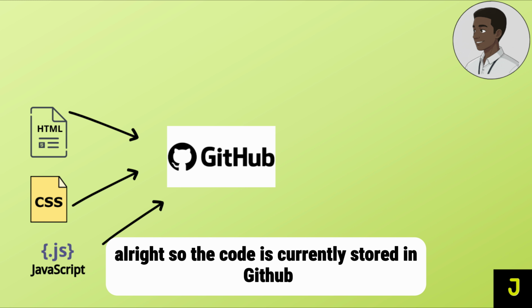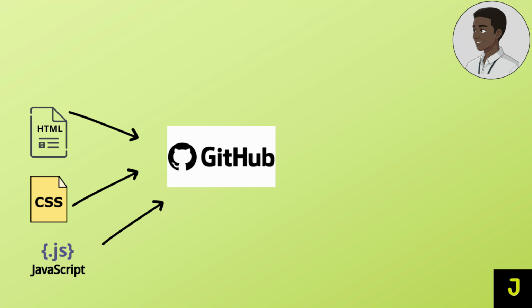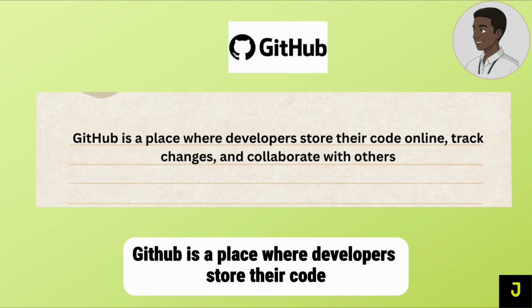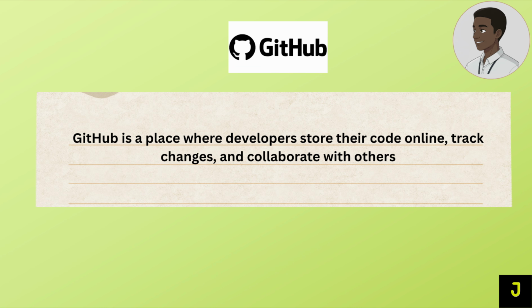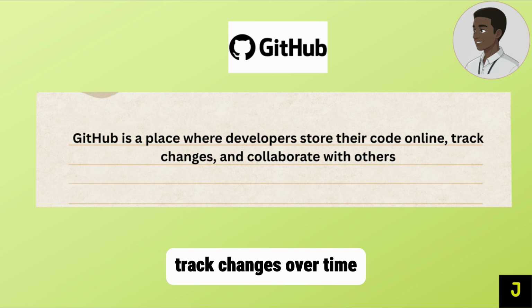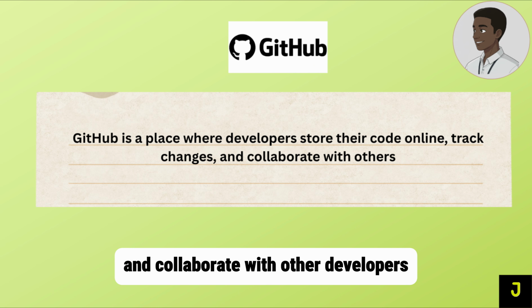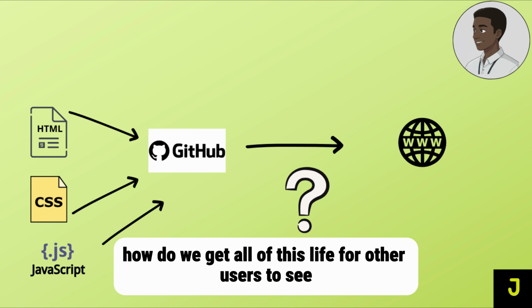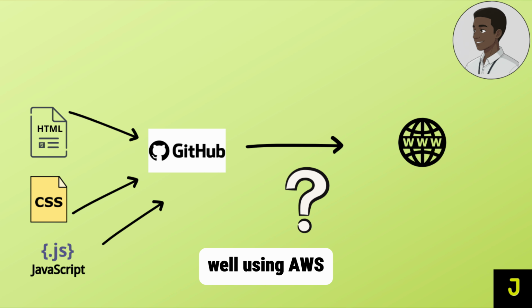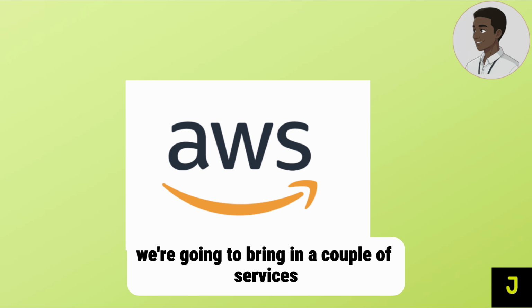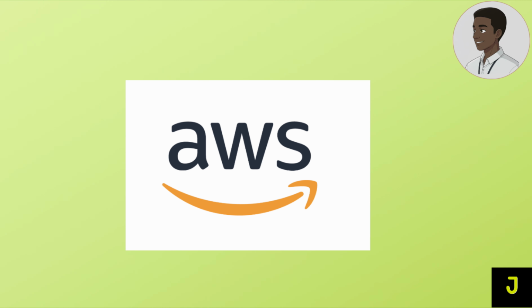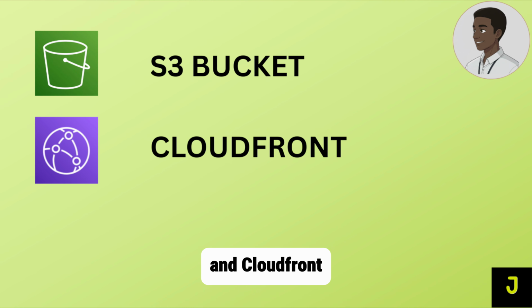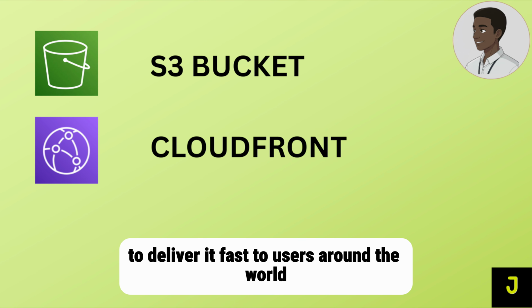Alright, so the code is currently stored in GitHub. But what is GitHub? GitHub is a place where developers store their code online, track changes over time, and collaborate with other developers. So now the question is, how do we get all of this live for other users to see? Well, using AWS, we're going to bring in a couple of services, an S3 bucket to host a static website, and CloudFront to deliver it fast to users around the world.